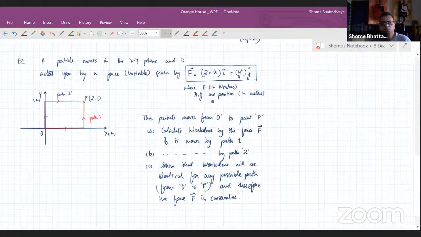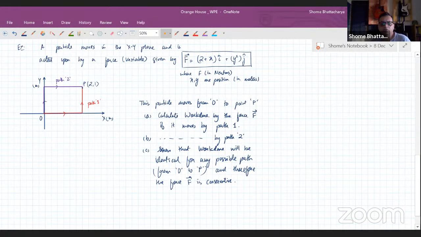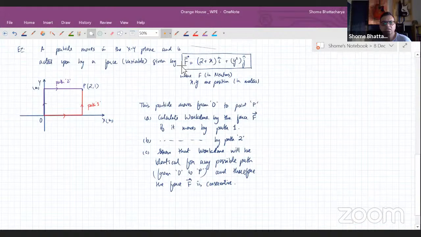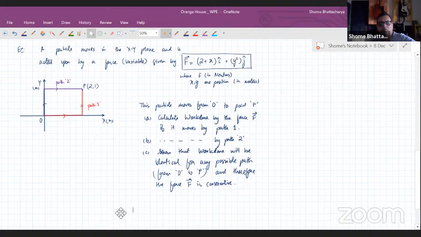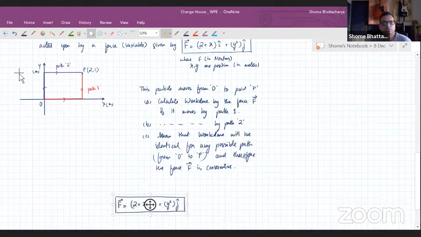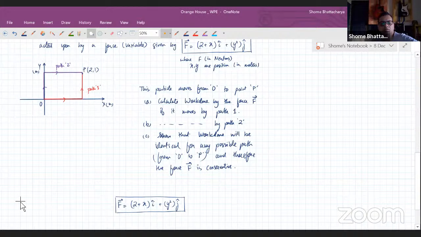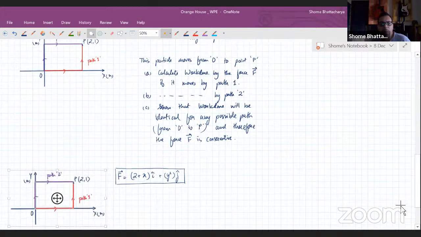Okay, now let's discuss this question, how we will solve it. So, for example, this is the force given to us, and when we are taking it in the first path, let us understand how we will calculate the work done. So, this is the expression of force given, and this is the path.